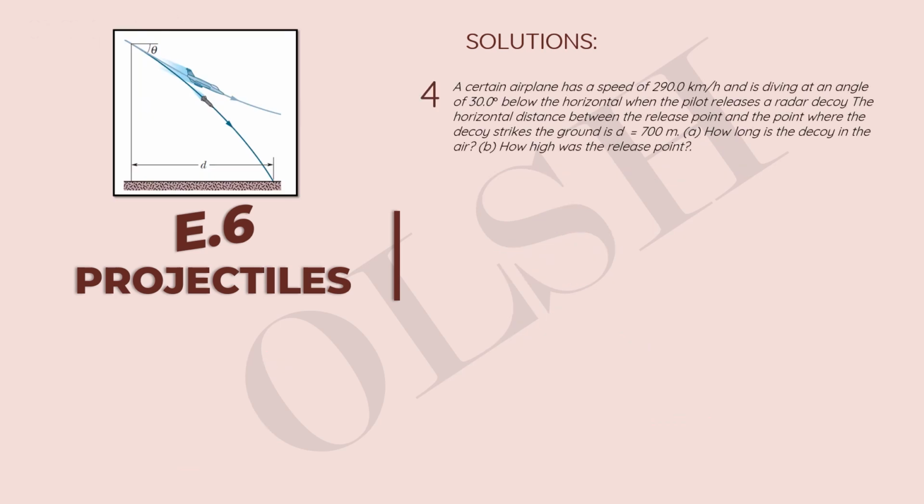So we look at the fourth question. Okay, a certain aeroplane has a speed of 290 kilometers per hour and is diving at an angle of 30 degrees below the horizontal when the pilot releases a radar decoy. The horizontal distance between the release point and the point where the decoy strikes the ground is d equal to 700 meters. Now, a, how long is the decoy in the air? And b, how high was the release point?